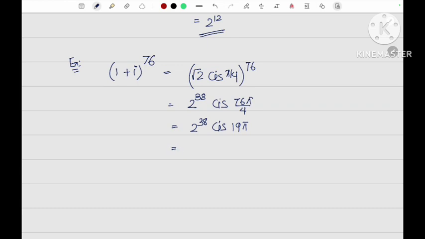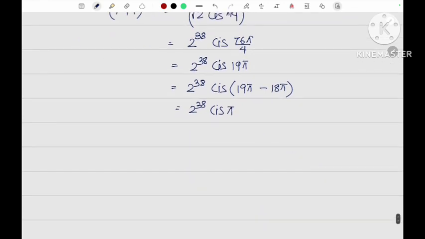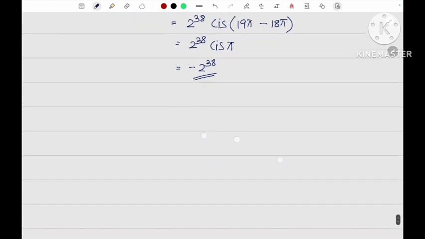19 pi, and that's precisely where I'm going to use again the concept of adding multiples of 2 pi or subtracting multiples of 2 pi. This will be equal to 2 to the power 38 cis 19 pi minus, I can subtract any multiples of 2 pi, so I'm subtracting here 18 pi. I'm subtracting here 9 multiples of 2 pi, and that is precisely 18 pi, and that will become 2 to the power 38 cis pi, and cis pi is precisely minus 1. We have seen it before. This will become minus 2 to the power 38. That is the answer, right? Another example, let us take.